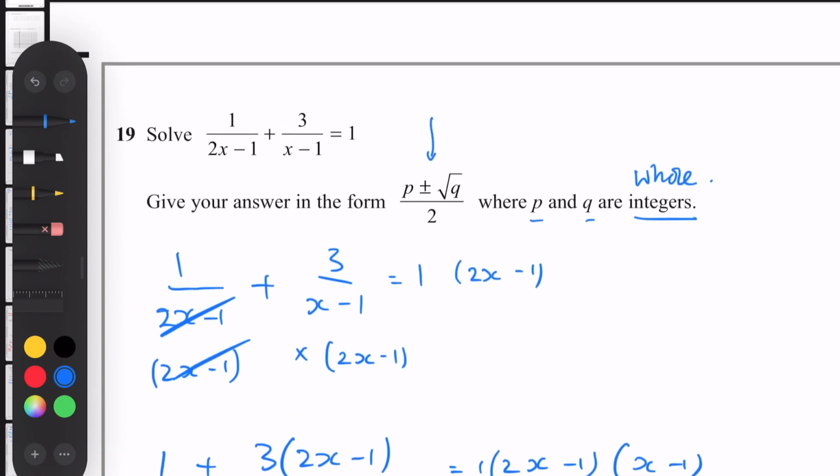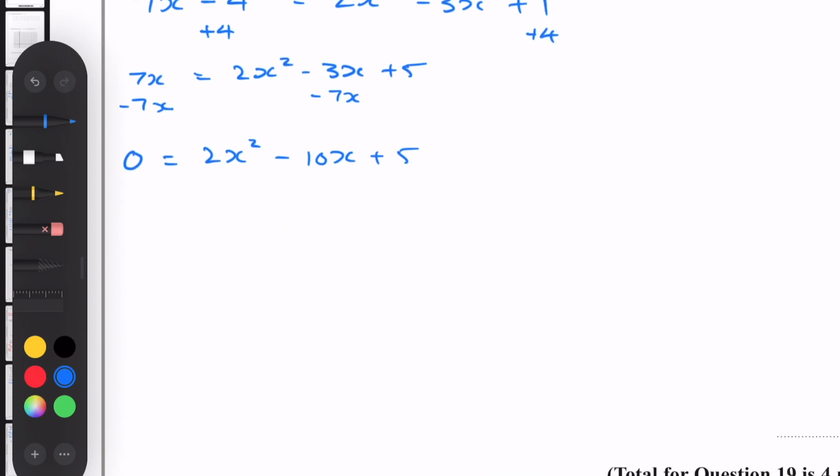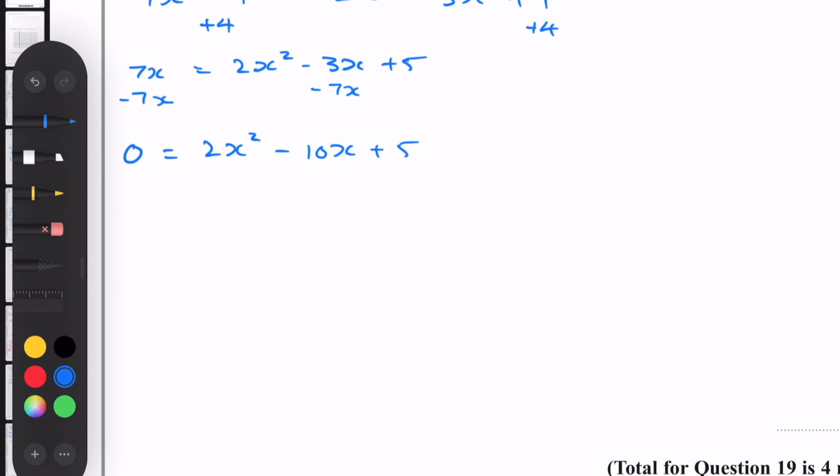And you're trying to get it into this format. This tells me I've either got to use the quadratic formula or I've got to use the completing the square method. I think using the quadratic formula would be easier than using completing the square. So the quadratic formula goes like this. It goes minus b plus or minus the square root of b squared minus 4ac all over 2a.